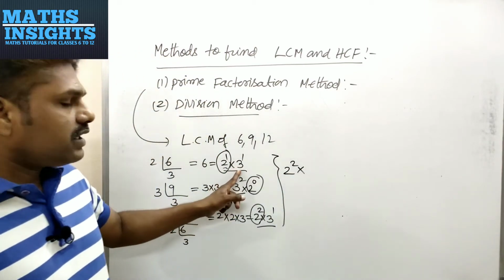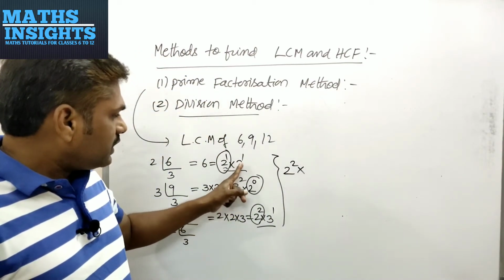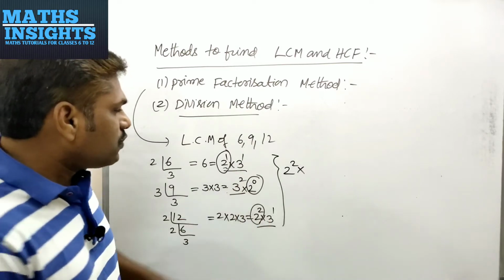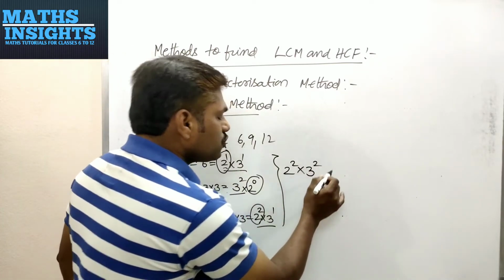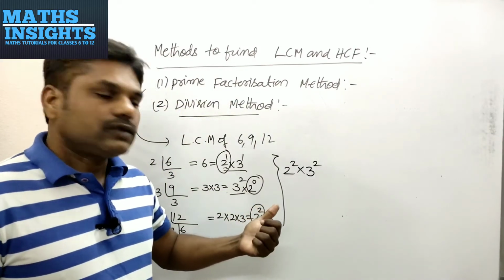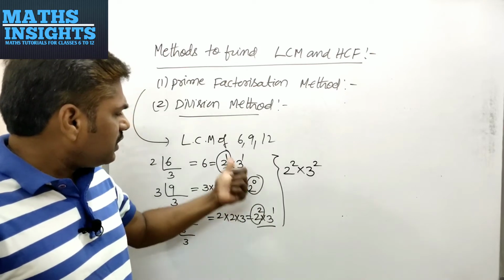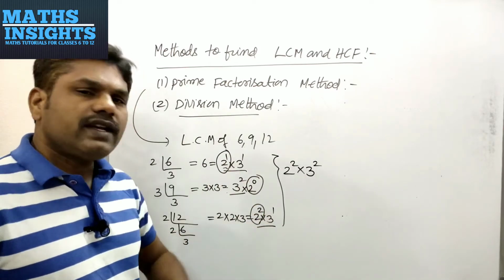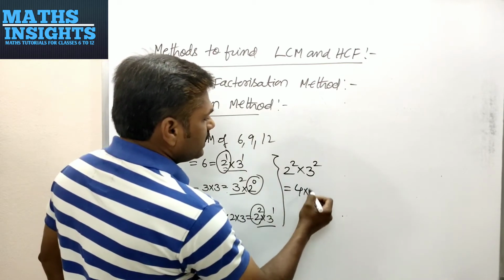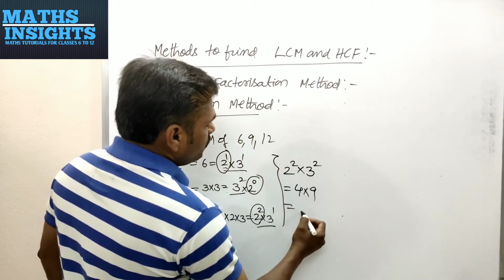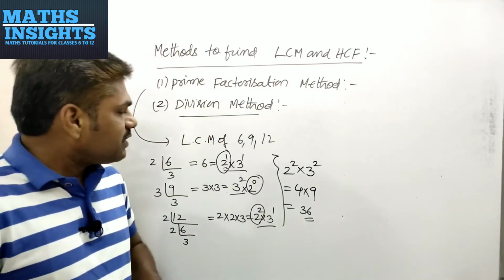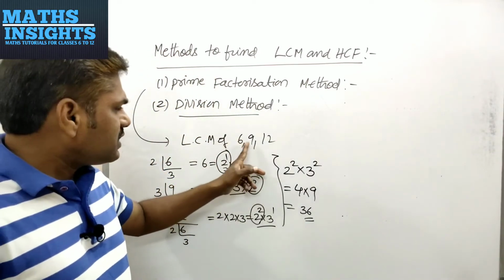Next, go to the next prime factor, 3. 3 power 1, 3 power 2, 3 power 1. In this, 3 power 2 is the one having the highest exponent. Then you don't find any other factor, so you have to multiply these. 2 square is 4 and 3 square is 9. 9 4s are 36. Therefore 36 is the LCM of these three numbers, 6, 9, 12.